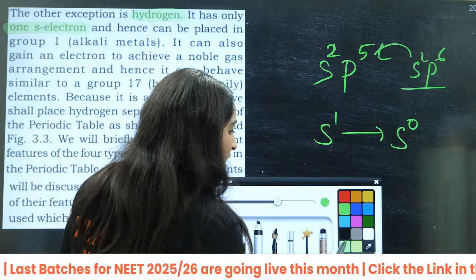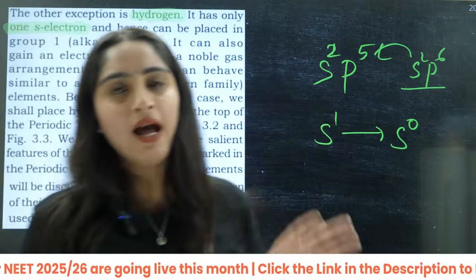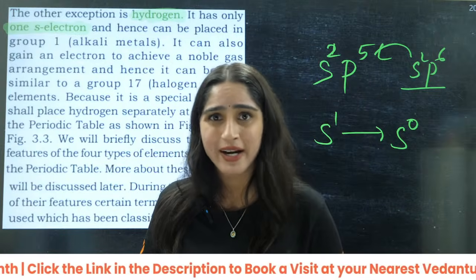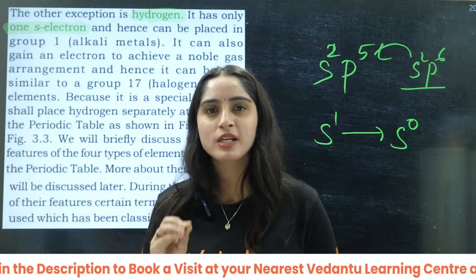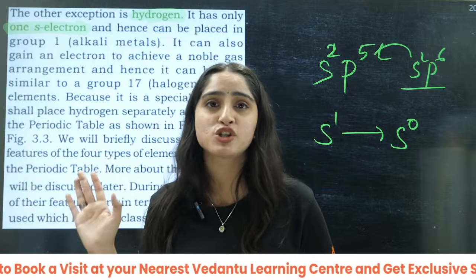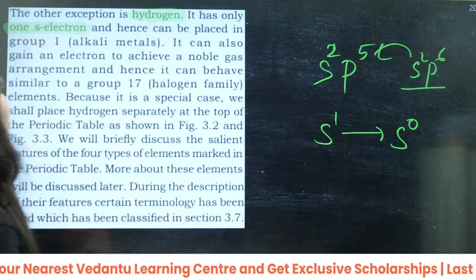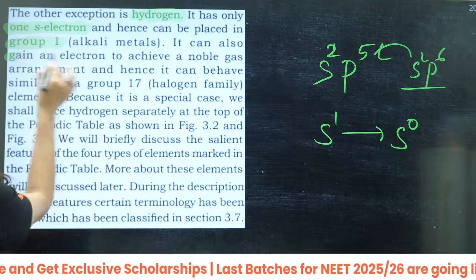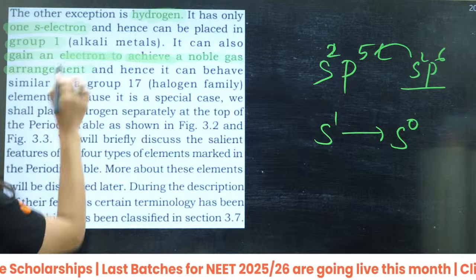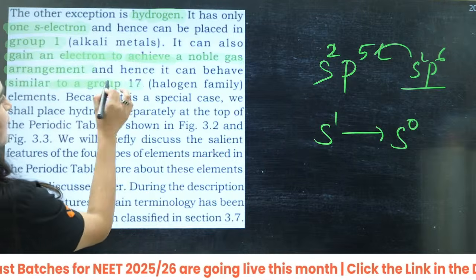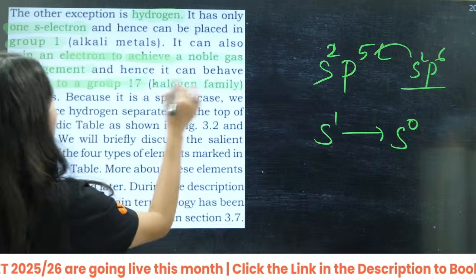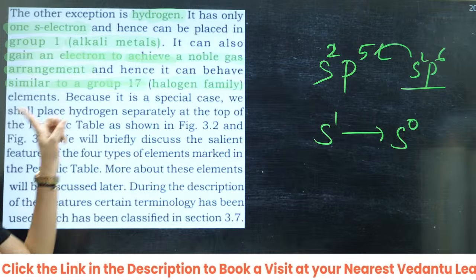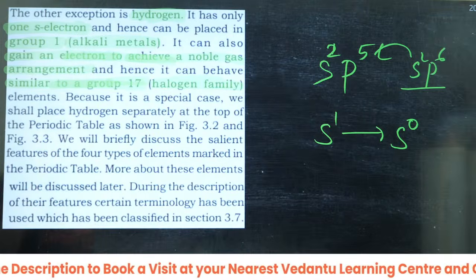But hydrogen still has this anomalous position. Its position is still not justified. It is still an exception. The biggest failure of the modern periodic table is the position of hydrogen. It is placed in group number 1, the alkali metals. It can also gain one electron to achieve the noble gas arrangement and behave as a group number 17 halogen family member. So it behaves as both alkali and halogen because it is a special case. We shall place hydrogen separately at the top position.